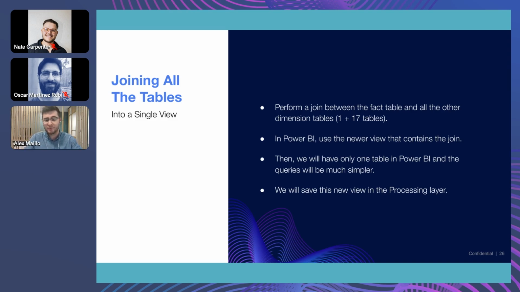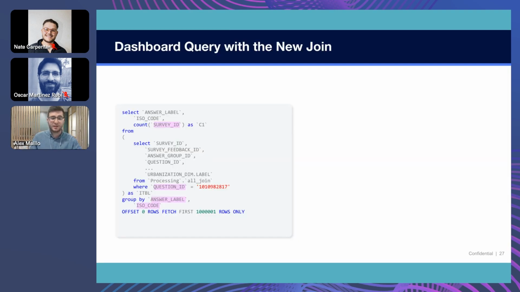We create a view that joins all the tables. We save the view in the layer we think most fits the query, and we change the data source from Power BI to target the new view. So when plotting the chart again in Power BI, we get this query sent to Dremio.